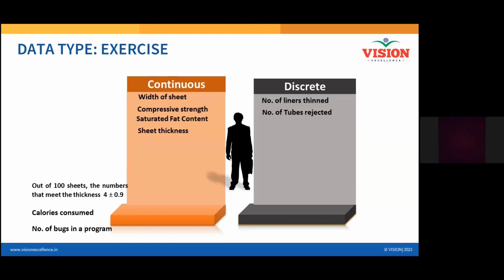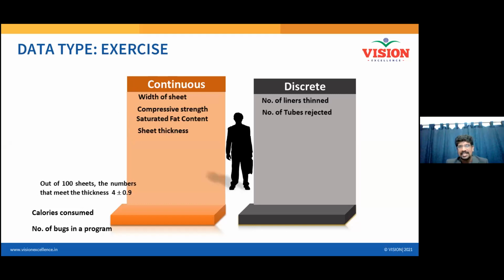Remember, read those things carefully. Out of 100 sheets, the numbers that meet the thickness plus or minus 4.09. Discrete. Because the requirement is to find the numbers. Okay, discrete. Then color is consumed.